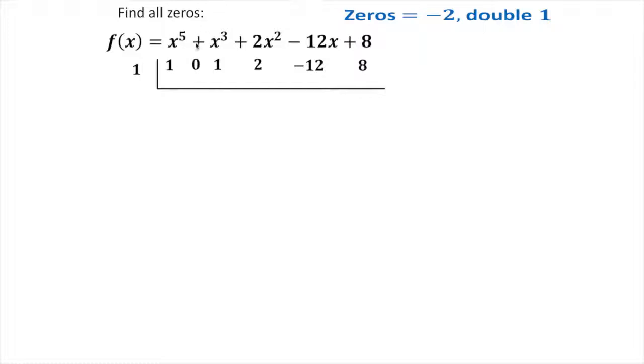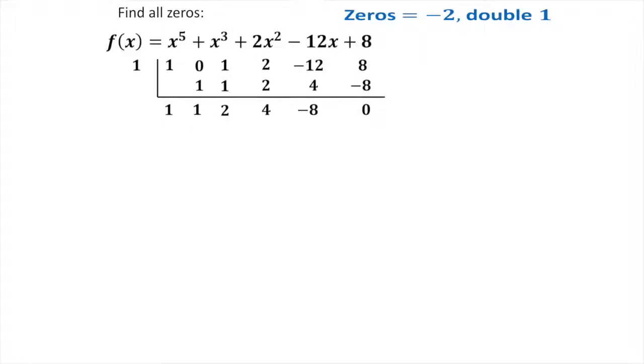This is my x to the 4th is 0. This one's a 1, 2, -12, 8. I do synthetic division now. In order to save some time, I'm going to do this one really quick. Here's my synthetic division.